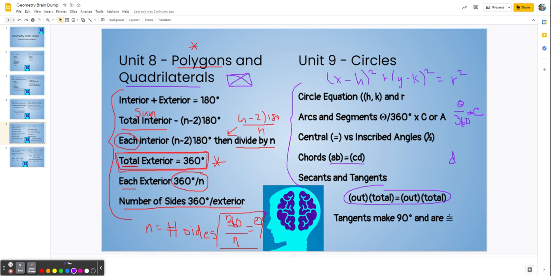Secants, secant, seek, and tangents touch. As long as you remember to do the outside twice. Yes.